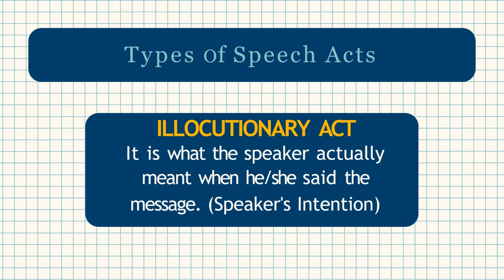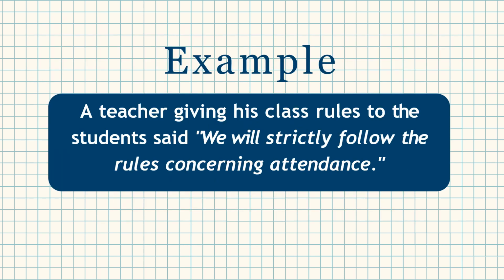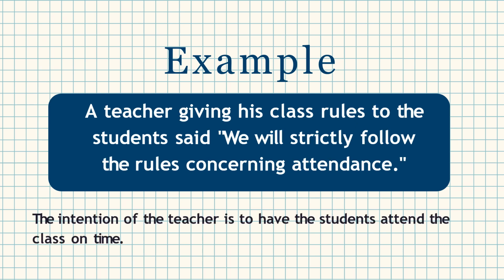The next type is illocutionary act. It is what the speaker actually meant when he or she said the message. It has something to do with the speaker's intention. For example, a teacher giving his class rules to the students said, "We will strictly follow the rules concerning attendance."